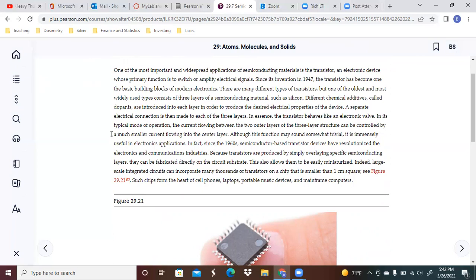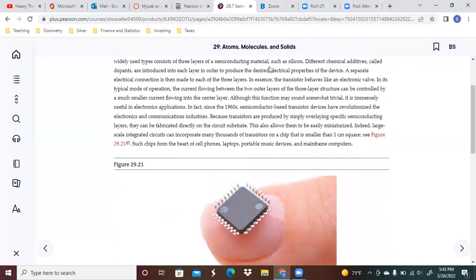Different chemical additives called dopants are introduced into each layer in order to produce the desired electrical properties of the device. A separate electrical connection is then made to each of the 3 layers. In essence, the transistor behaves like an electronic valve. In a typical mode of operation, the current flowing between the 2 outer layers of the 3-layer structure can be controlled by a much smaller current flowing into the center layer. Although this function may sound trivial, it is immensely useful in electronic applications.